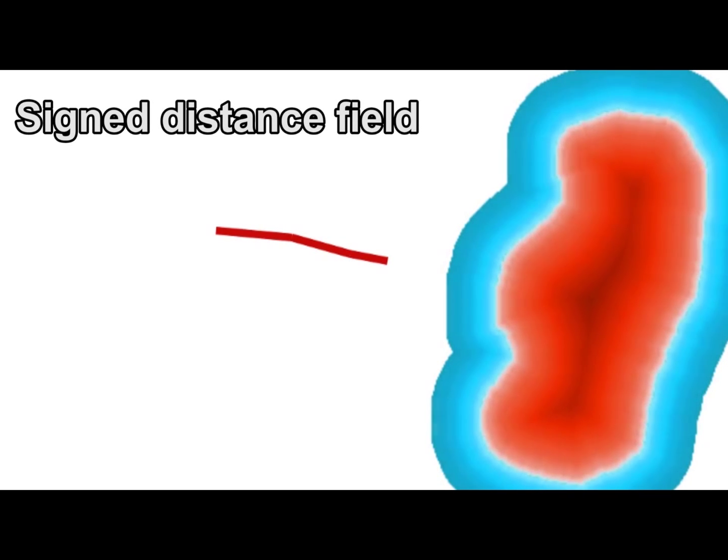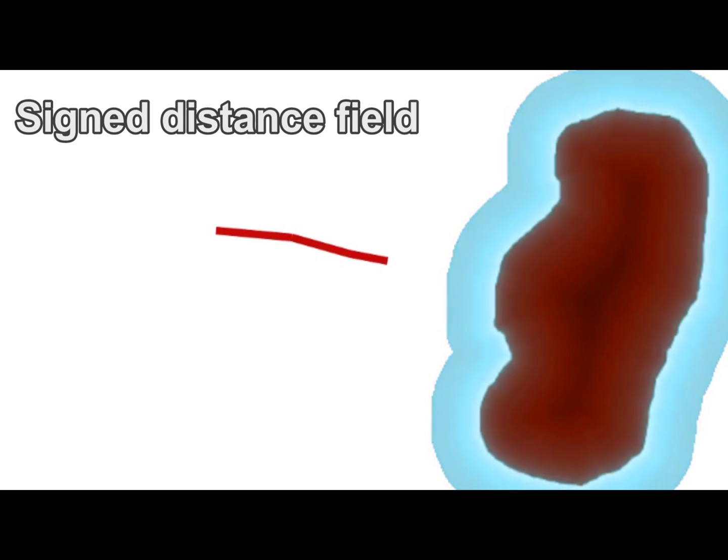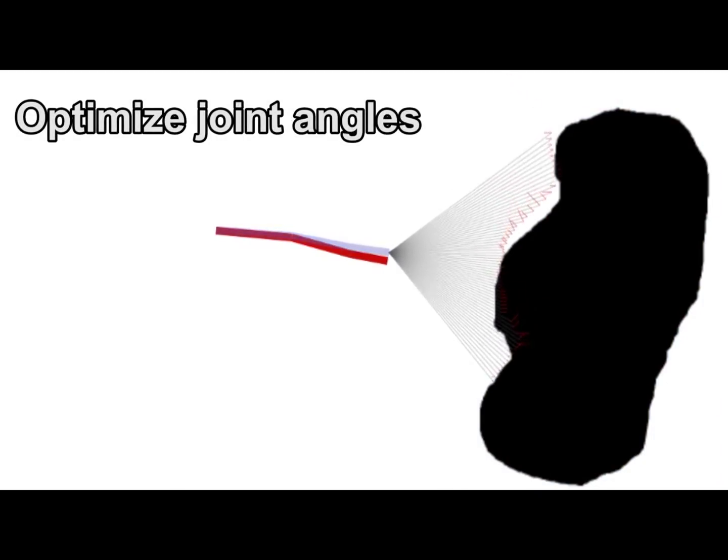First, we construct a signed distance field of the scene, and we use this signed distance field to optimize the robot's joint angles so its sensor measurements agree with the distance field. In this way, we're able to correct the robot's pose in real time.